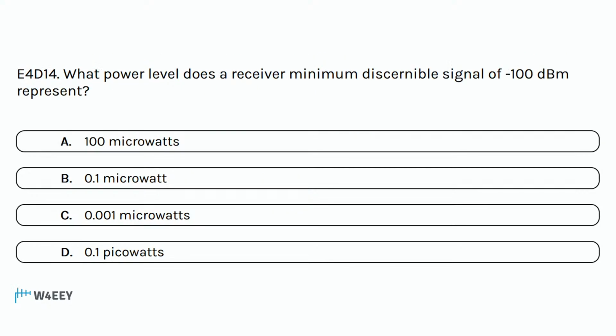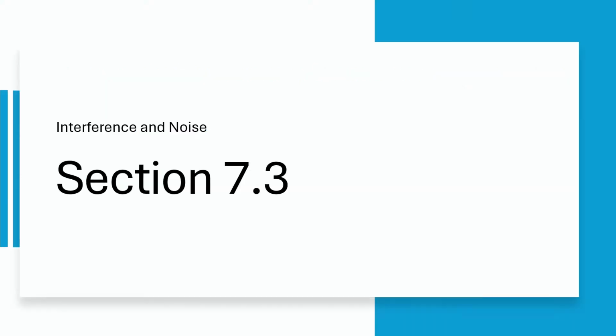So what power level does a receiver minimum discernible signal of minus 100 dBm represent? This is the cell phone guys. Minus 100 dBm is? Delta. Yes, a tenth of a picowatt. Holy smokes, that's small. All right, last section, interference and noise.